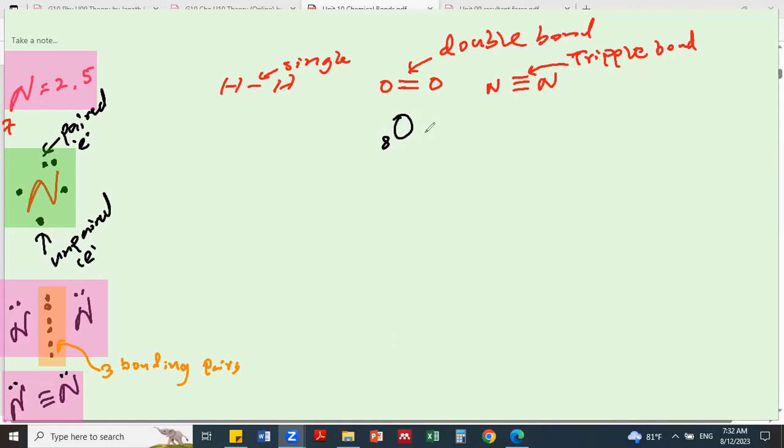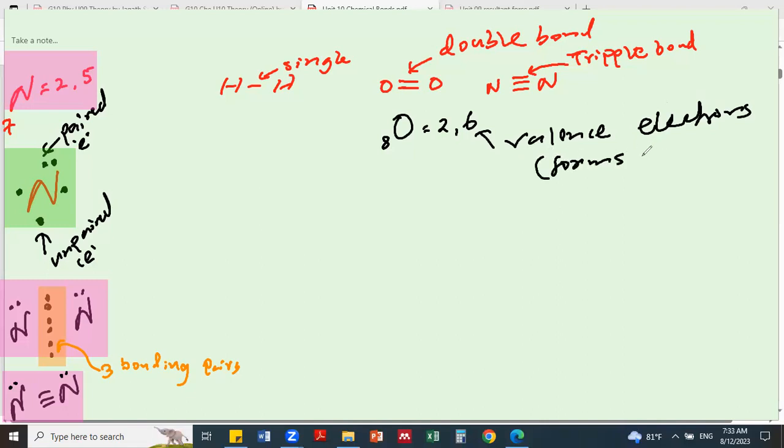Oxygen atomic number 8, right? 2,6. Outermost shell, how many electrons? These are called valence electrons. Electrons in the outermost shell are called valence electrons. Only the valence electrons are involved in forming bonds. They form chemical bonds, right?